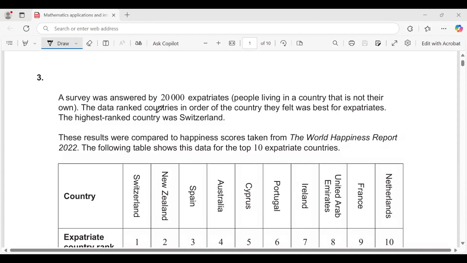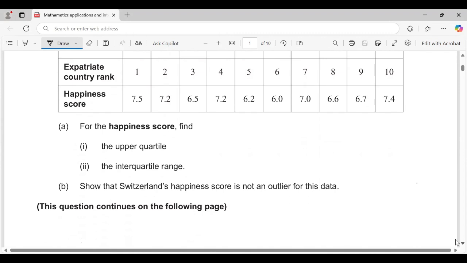Number 3. A survey was answered by 20,000 expatriates, people living in a country that is not their own. The data ranked countries in order of the country they felt was best for expatriates. The highest ranked country was Switzerland. These results were compared to happiness scores taken from the World Happiness Report 2022. The following table shows this data for the top 10 expatriate countries. For the happiness score, find the upper quartile, and find the interquartile range.